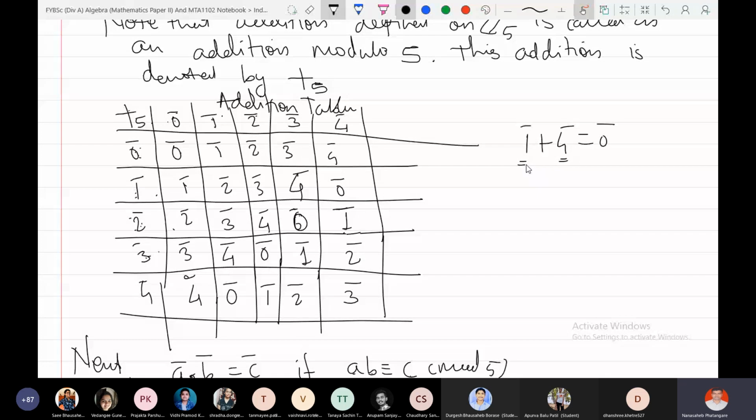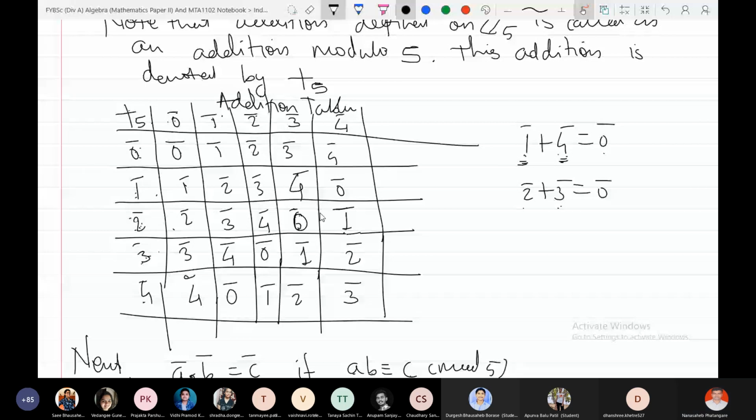What is the additive inverse of 2 bar? From the table it is clear. 2 bar plus 3 bar is 0 bar. So the additive inverse of 3 bar is 2 bar, and the additive inverse of 2 bar is 3 bar. What is the additive inverse of 4 bar? It is 1 bar, because 1 bar plus 4 bar is 0 bar. And therefore we got additive inverses of every element: 1 bar, 2 bar, 3 bar, 4 bar, and 0 bar is its own inverse, 0 is the identity. So from this table we get a lot of information, additive inverses and so on.